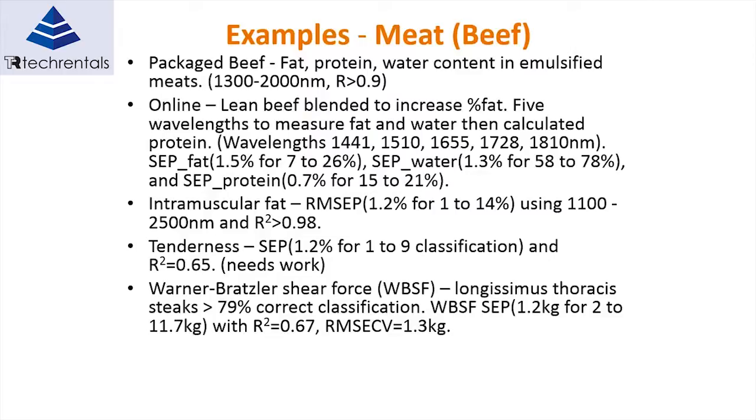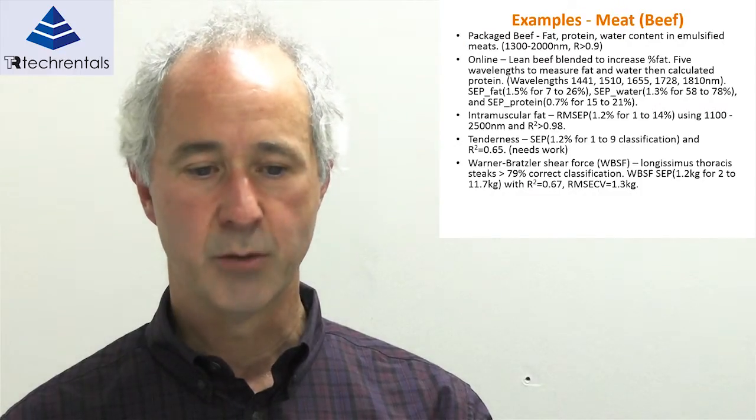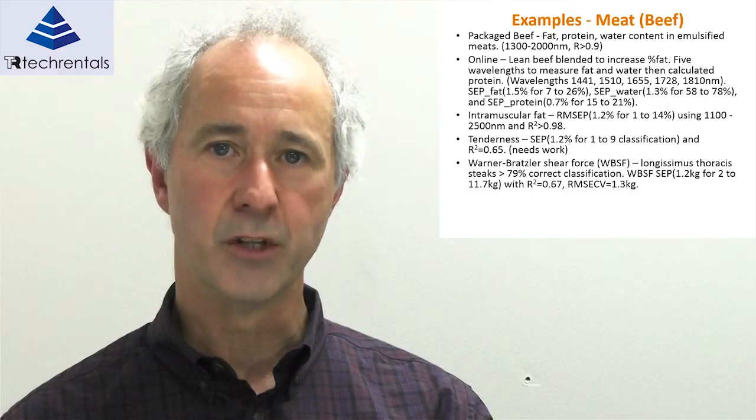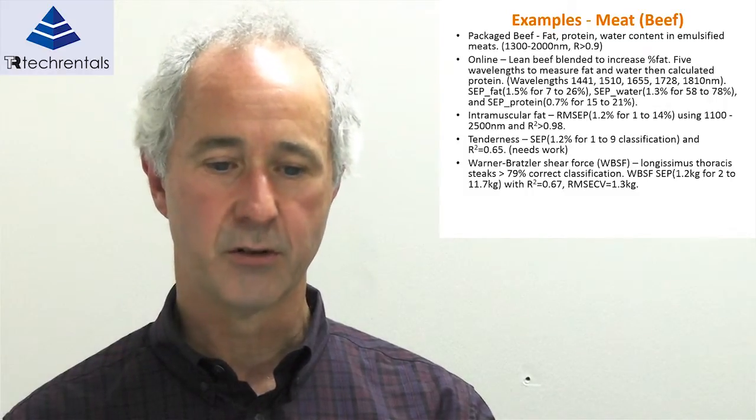Intermuscular fat in meat can also be measured down to 1.2%, usually with the wavelength range 1100 to 2500 nanometers, with R squared of greater than 0.98, which is an exceptional result. Some things don't work. For instance, tenderness was tried for meat also, but its R squared was 0.65, so it's not really applicable. Needs a lot more work.